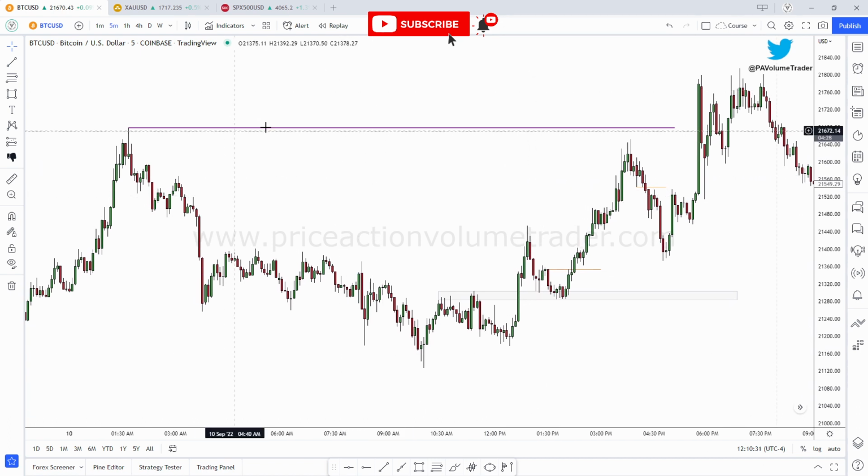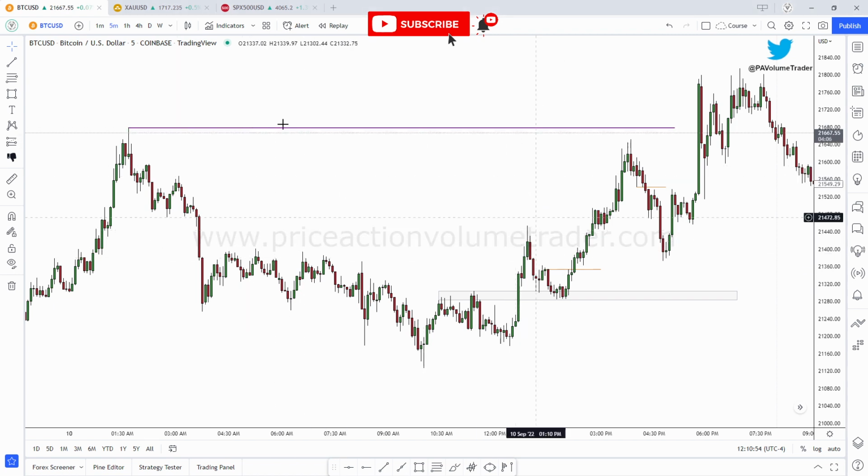So let's just go over 3 examples here and show you how it is better to move your stop loss in relation with price action, and not just because you feel comfortable, because you just want to feel safe at whatever random level.